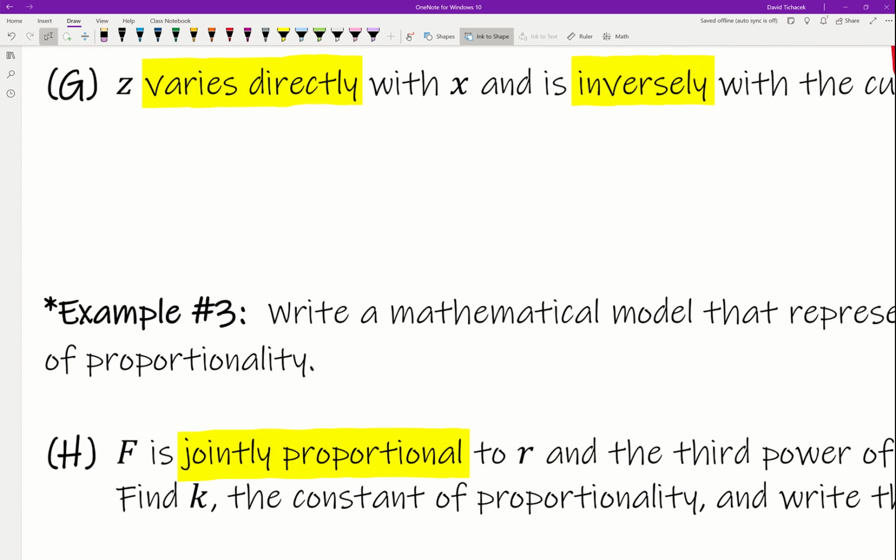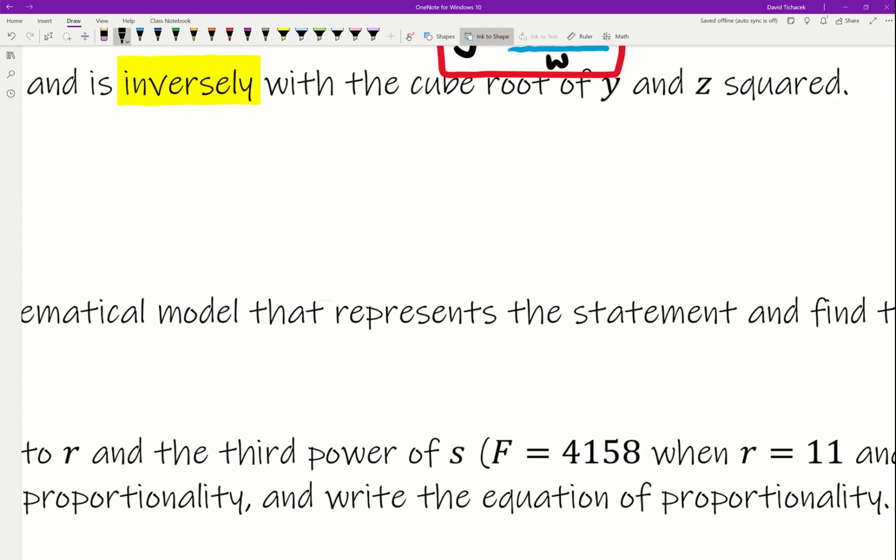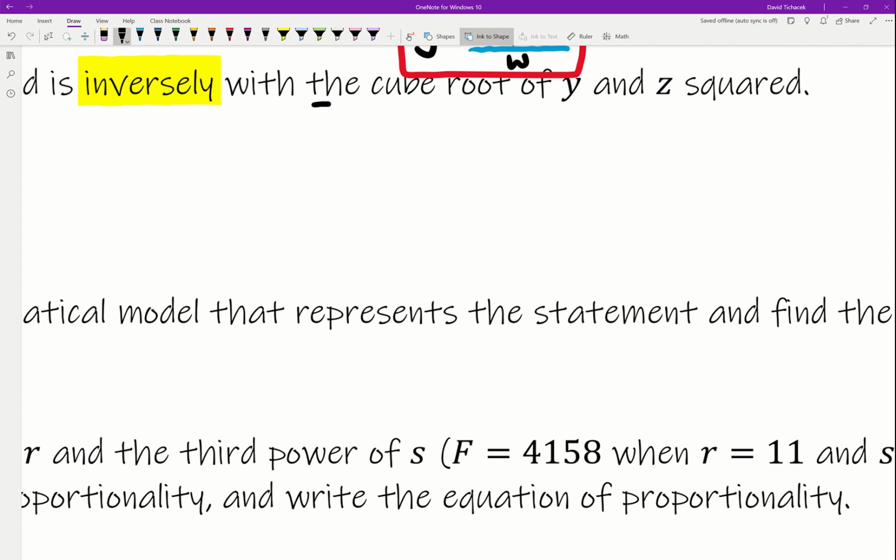As the last example of this little set of examples here, we start off very simply. Z is going to vary directly with x, and so we can start that off. We know that's the k times relationship, so some sort of constant multiple times x. And then we'll pick up here, and it says inversely with the cube root of y. So the cube root of y, we know what that looks like. That's a cube root, so that's a radical symbol with an index of 3. So the cube root of y would look like that in symbols, and then, of course, z squared, okay?